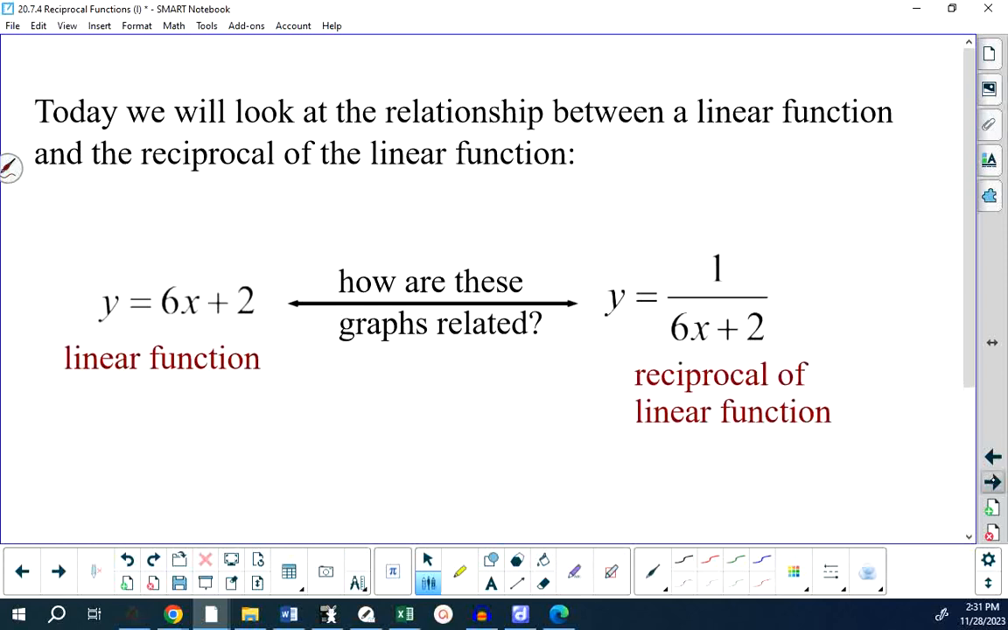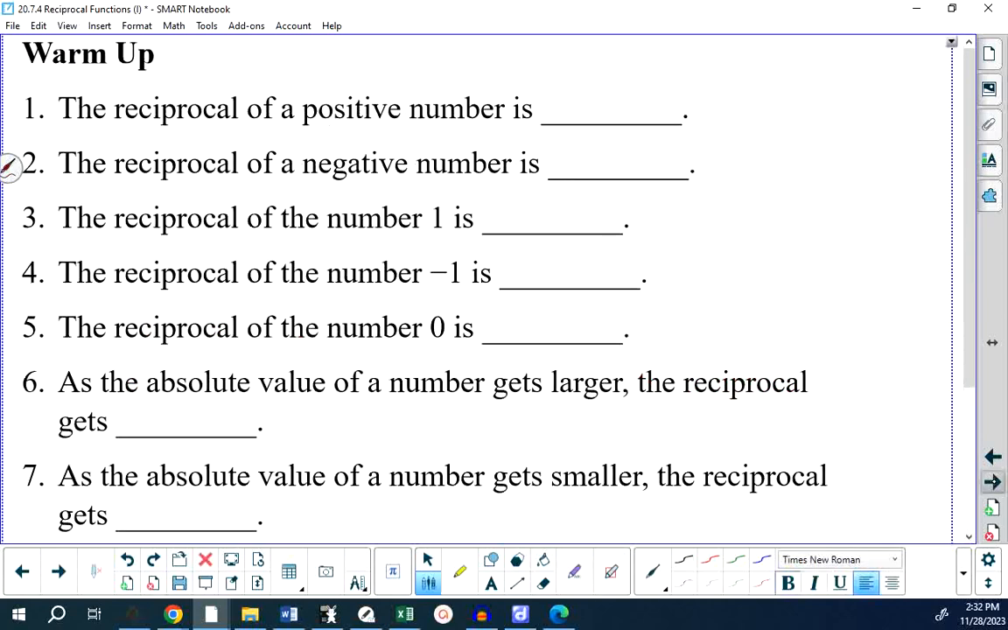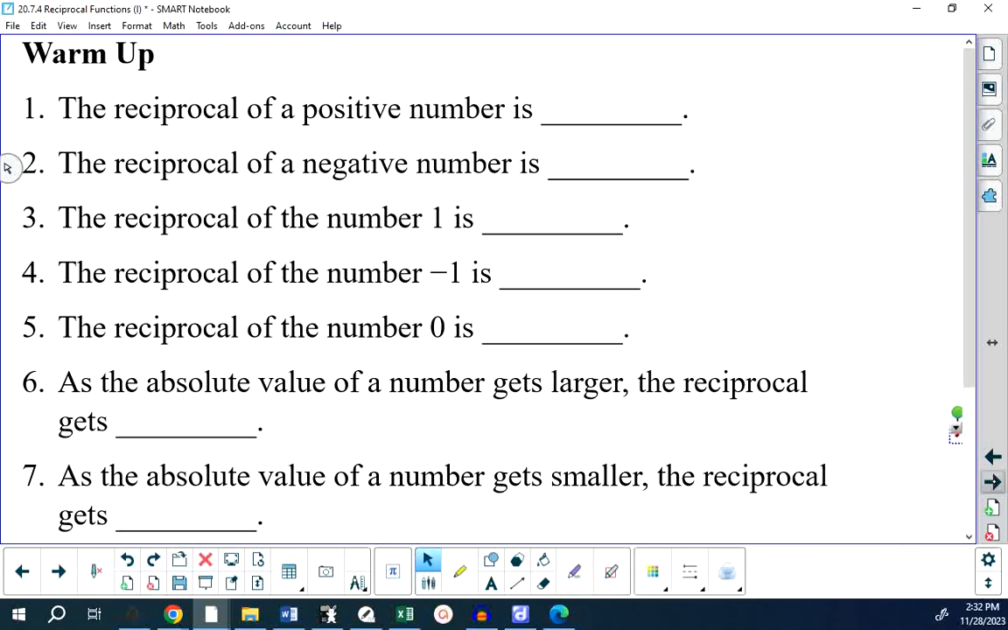So this is the question. How does a linear function and the reciprocal, how are they related? And I don't want you to get ahead of me and graph them on your graphing calculator, because your graphing calculator, quite frankly, does a horrible job at graphing these. Sometimes. So we're going to do some basic warm-up here with regards to reciprocals. And it's going to require a little bit of thought on your part.